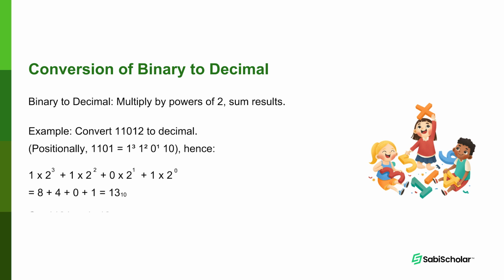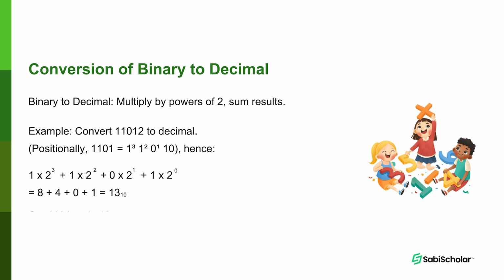So like I said, please note, 2 to power 3 is not 2 times 3. 2 to power 3 means 2 times 2 times 2. 2 to power 3 means multiply 2 by itself 3 times. So 2 times 2 times 2. 2 times 2 is 4. 4 times 2 is 8. So 1 times 2 to power 3 is 8.